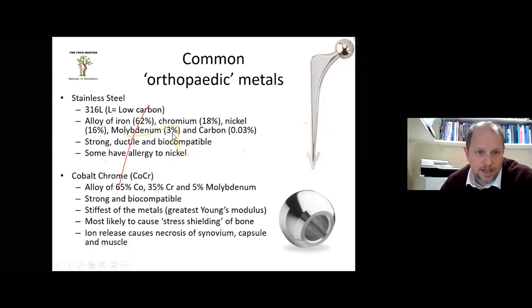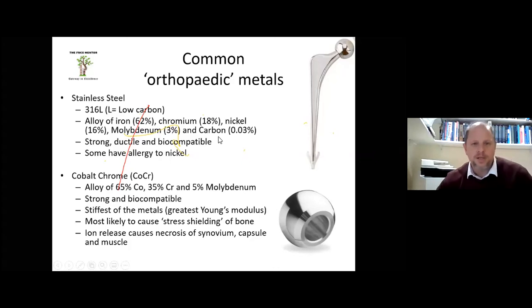There are two metals that have molybdenum: stainless steel and cobalt chrome. There's no molybdenum in titanium. So if you get a question that's talking about that particular element, then it's either one or the other of these. And of course, there is carbon in stainless steel, but in this case, it's very low carbon.